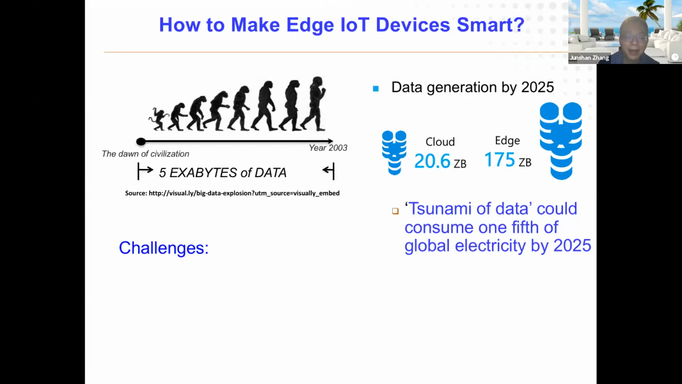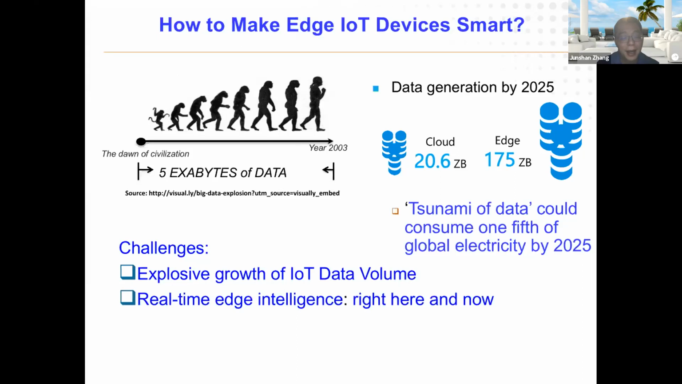Okay, so to make edge IoT devices smart, there are a number of challenges. Just to summarize, the data volume is just explosive. It's more than double exponential growth. This would be overwhelming if we had to use the traditional conventional approach based on the cloud. And perhaps even more important, many of these IoT applications require real-time edge intelligence. In a sense, the decision making has to happen right here, right now, at the network edge. So the latency requirement is very, very stringent.